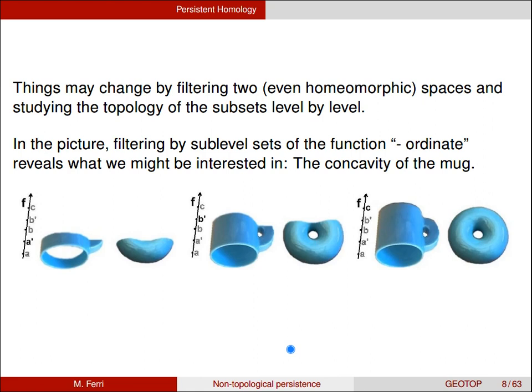Consider an auxiliary function defined on your objects. In this case, just minus the ordinate, the height, okay? In the sense that I turn the mug upside down, and then I take height as a function. And then I take all what are called the sub-level sets at each level.